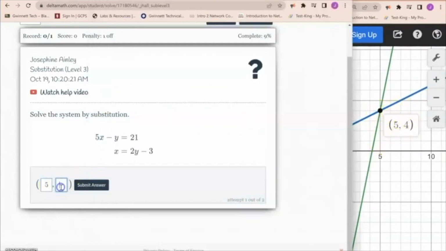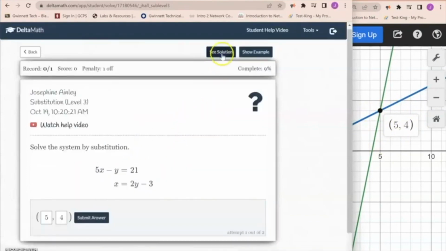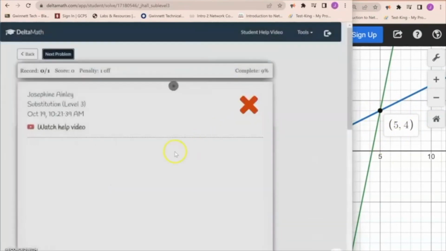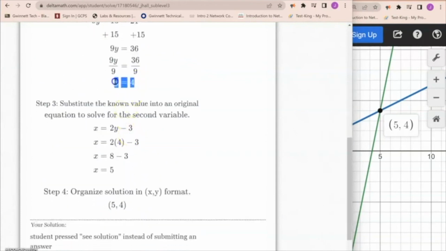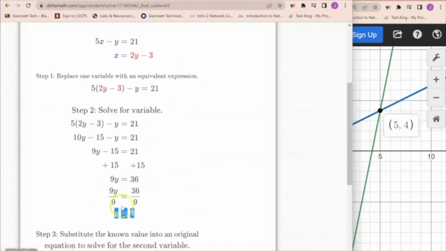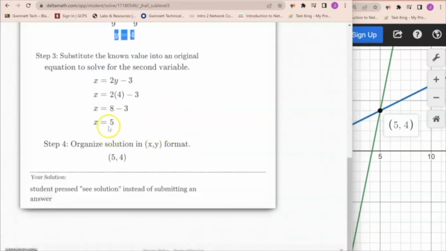Now we can obviously do this by hand. In fact, I'm going to get it wrong so that I can show you. All right. You're substituting this part into x. So substitute this part where you see x. So you take this and you put it in here, and then you distribute and solve the equation to get y equals 4. Once you get y equals 4, you plug it back into whichever one looks easier. I'm going to plug it into here. 2 times 4 is 8, minus 3 is 5. You get x equals 5.